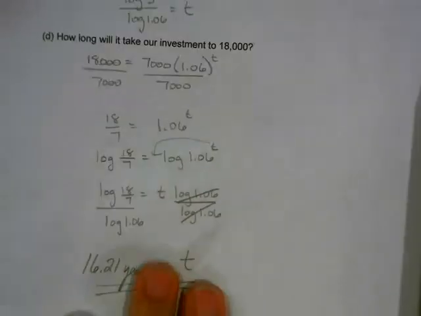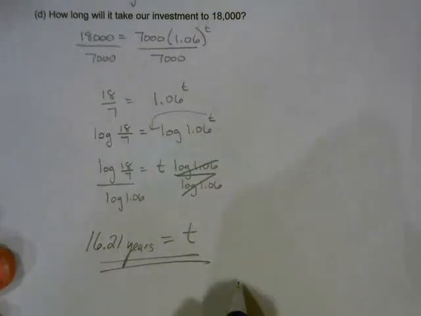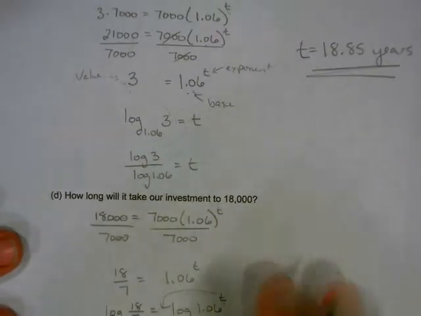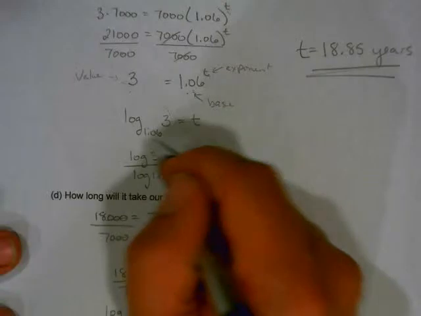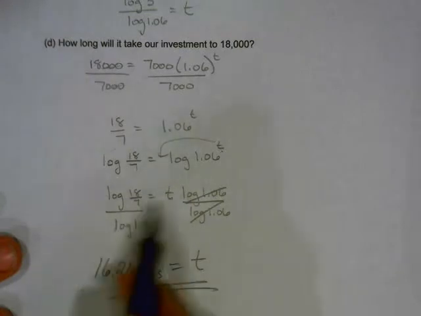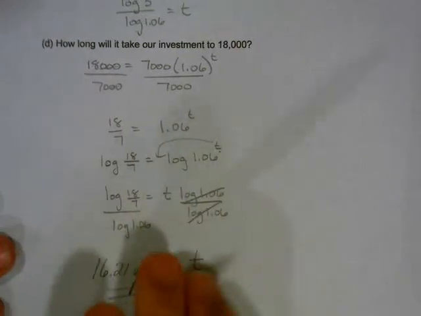So again, if we're looking for an exponent, you're going to have to go to logarithms, whether you're using one method or another. To bring that exponent down, we have to go to logarithms. Either rewrite it in logarithmic form or take the log of both sides so you can bring that power down.